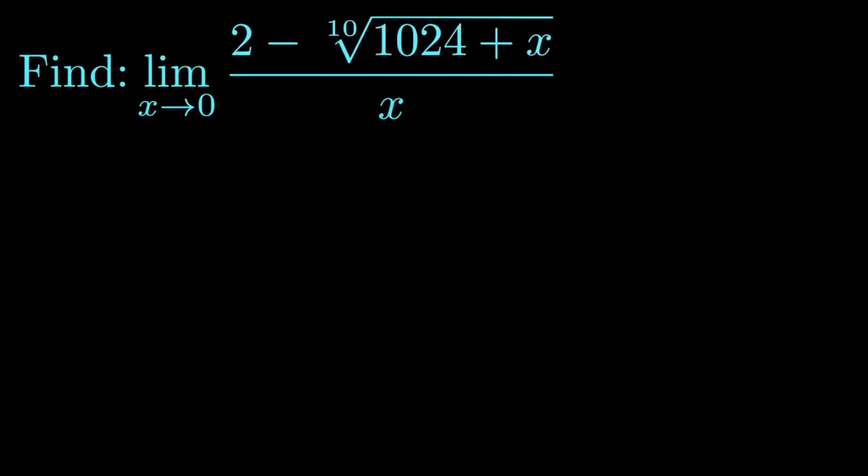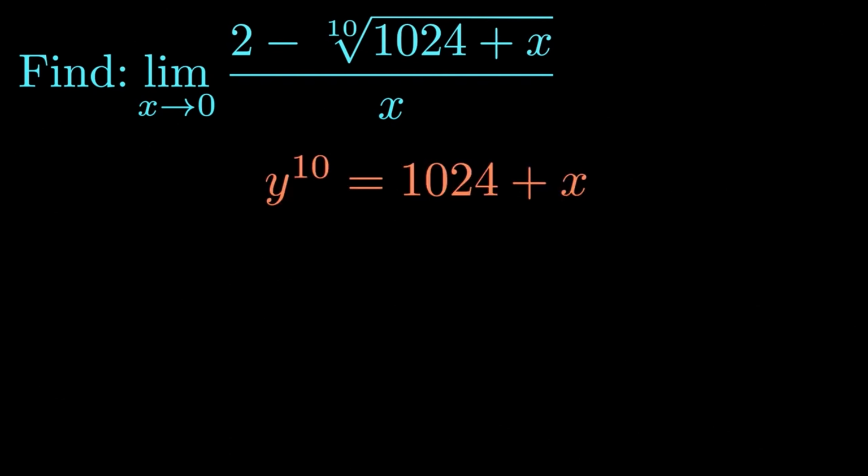Find the limit as x goes to 0 of 2 minus the 10th root of 1024 plus x, divided by x, not using L'Hopital's rule. So we obviously can't just let x tend to 0, as then we would be divided by 0, which isn't allowed. So we have to evaluate this limit using a different method.